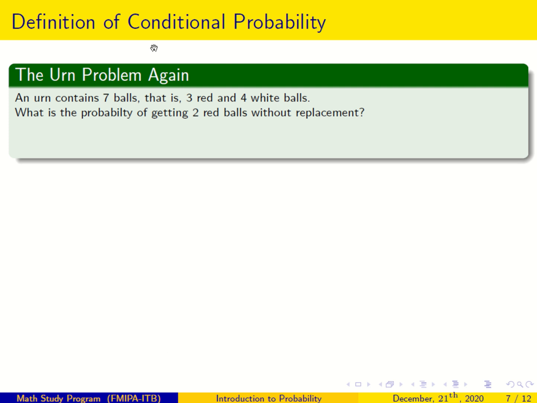And then we are going to define what the conditional probability is. We are going back to the urn problem again. An urn contains 7 balls, that is 3 red and 4 white balls. What is the probability of getting 2 red balls without replacement? As you know, this is the number of ways to pick 2 balls from 3, 2 out of 3, over all possible outcomes, pick 2 from 7 balls.